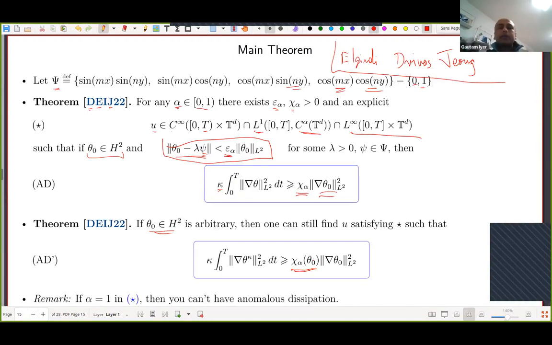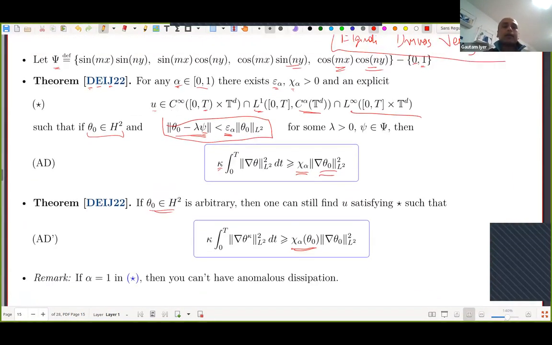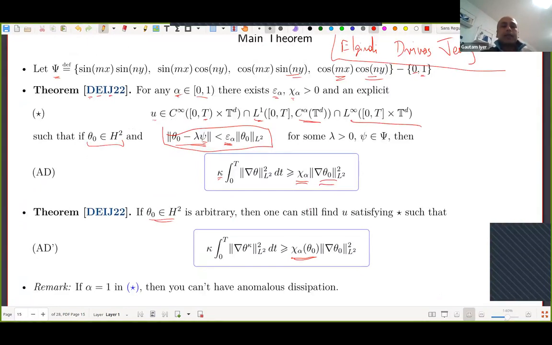Okay. And let me just make one quick comment, which is, why am I looking at Holder continuous, alpha between 0 and 1? I'm choosing u to be L1 in time with values in C alpha for alpha less than 1. The reason I'm doing this is because if alpha is equal to 1, you can't have anomalous dissipation. If you use L1 in time with values in C1, there's no anomalous dissipation. That's not hard to prove.